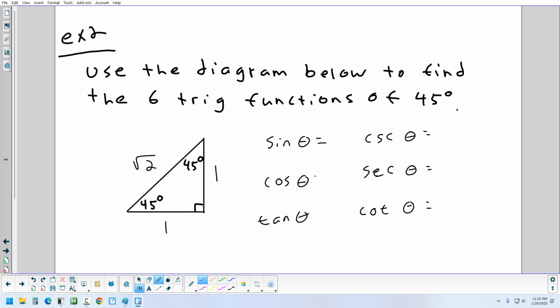Okay, and we're trying to find the 6 trig functions of 45 degrees. So should we do everything from the angle in the lower left or the angle up at the top? What should be my perspective? Your perspective doesn't matter here. They're both 45-degree angles, so pick any one you want, you're going to get the same answers. Let's do everything from the perspective of that one.